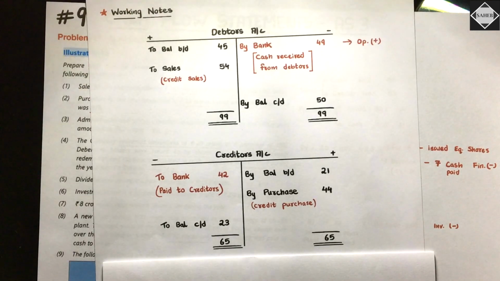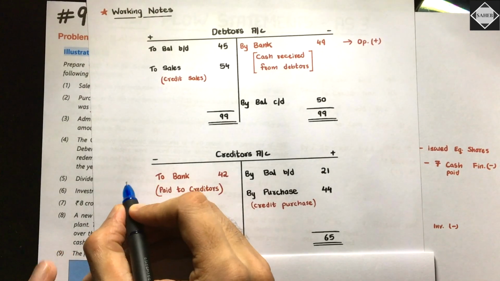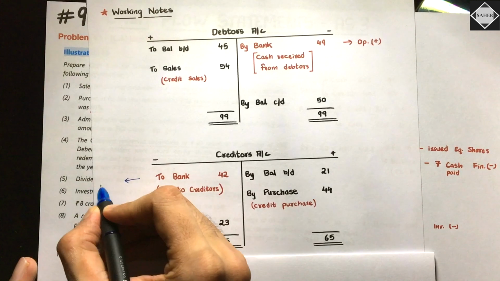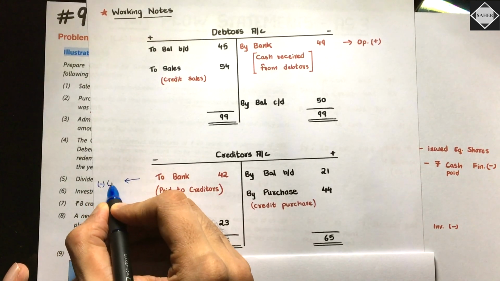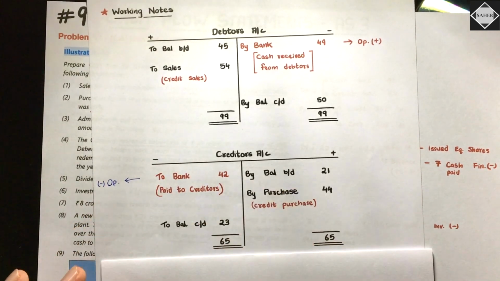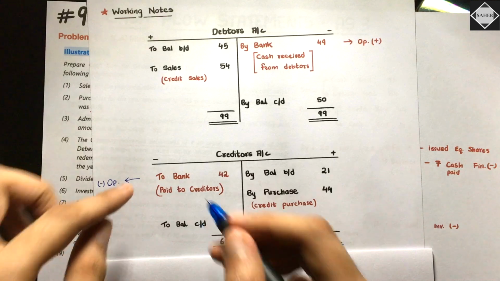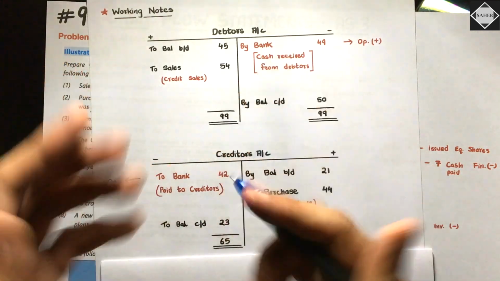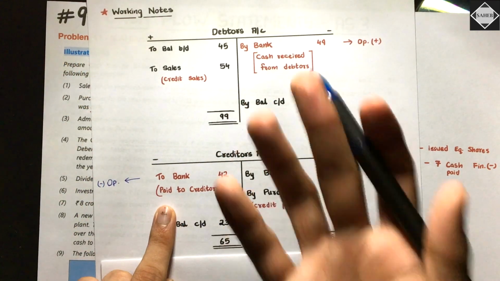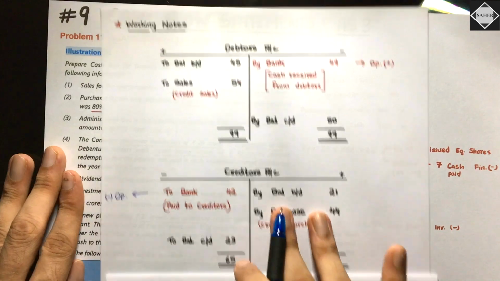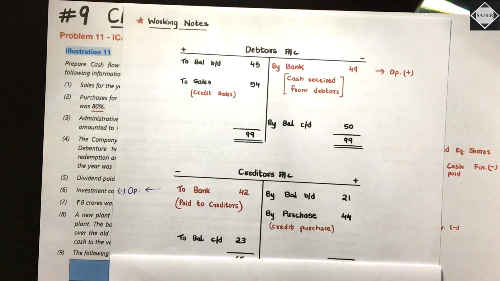What will happen of this? This will be subtracted in the operating activity. Why? Because this is the money that we have paid to our suppliers, to our creditors. If you're paying out, it's an outflow, so we have to subtract. Is it clear? Simple and straightforward. Okay, we have prepared the working notes.